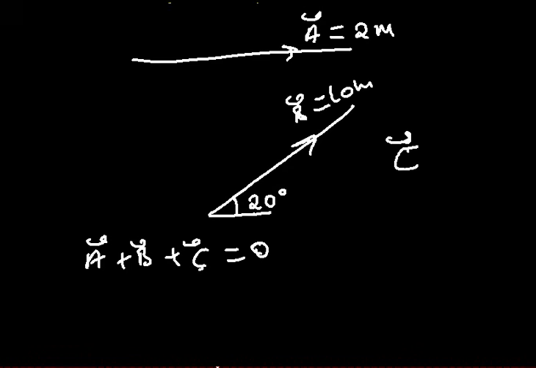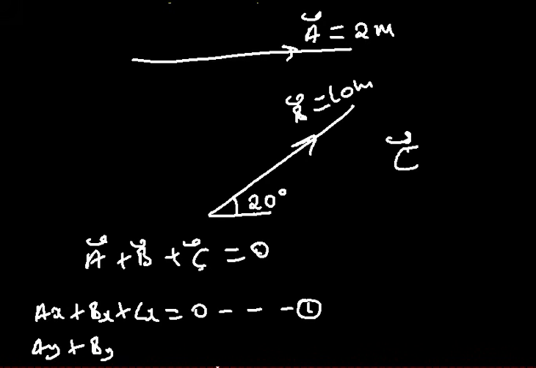So according to what I've been talking about, since the resultant is 0, it means the summation of the vectors along x, Ax plus Bx plus Cx, is equal to 0. This is the first equation you should work on. And in the same case, Ay plus By plus Cy is also equal to 0. This is the second equation you should work on. Then we have to resolve the vectors into components. What is the Ax?